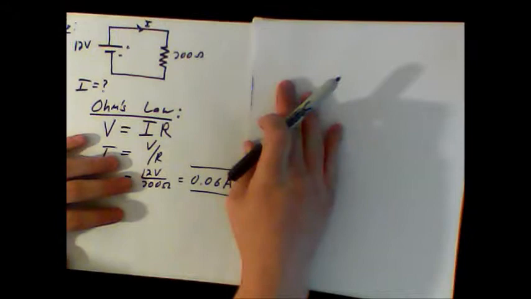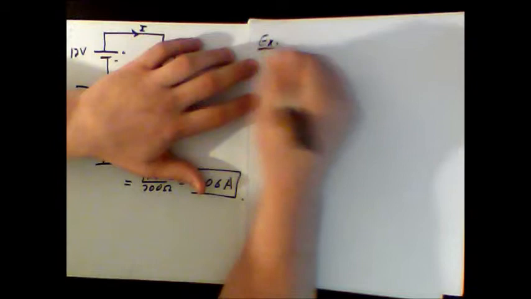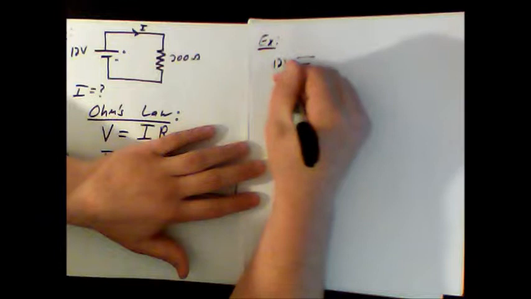So let's keep that in mind. And let's look at a situation which is very similar to this, but we're going to make one slight alteration. We're going to take an example where instead of having just one, we're going to have multiple. Let's say that we have the same 12-volt source, and we hook up a 200-ohm resistor.